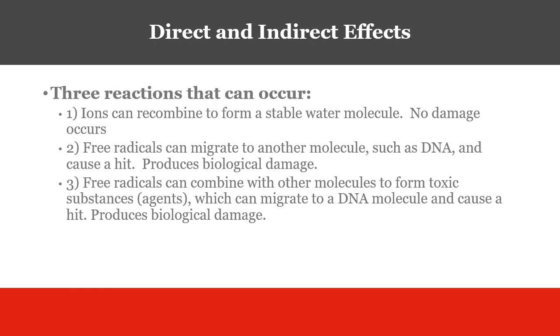The third thing that can happen is that free radicals combine with other molecules to form a toxic substance or agent, and that's where we get hydrogen peroxide. Hydrogen peroxide can migrate to a DNA molecule and cause a hit, and it produces biological damage. Two free radicals come together and combine to form H2O2, which is hydrogen peroxide. If you produce hydrogen peroxide in your body, that is toxic.